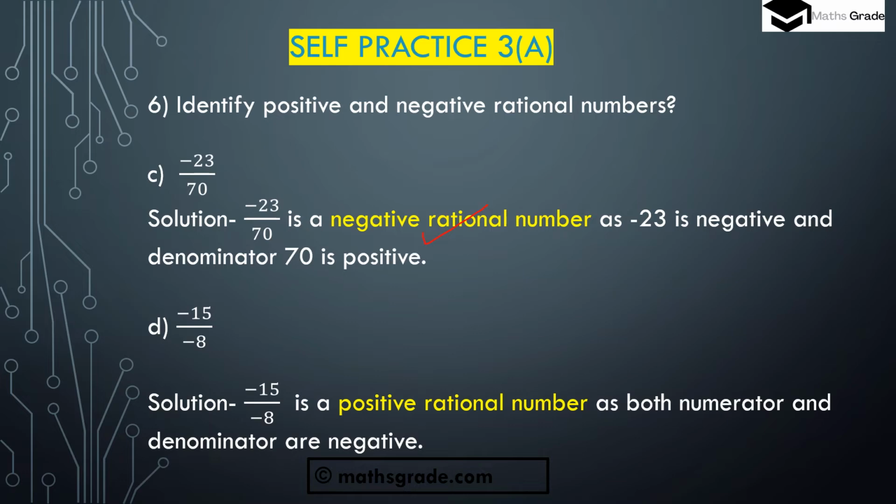D. Minus 15 divided by minus 18. This is a positive rational number as both numerator and denominator are negative. We can cancel the negative sign and we get minus 15 divided by minus 18 is 15 divided by 18. Both are positive. If the numerator and denominator of a rational number are both positive or both negative, then the rational number is a positive rational number.